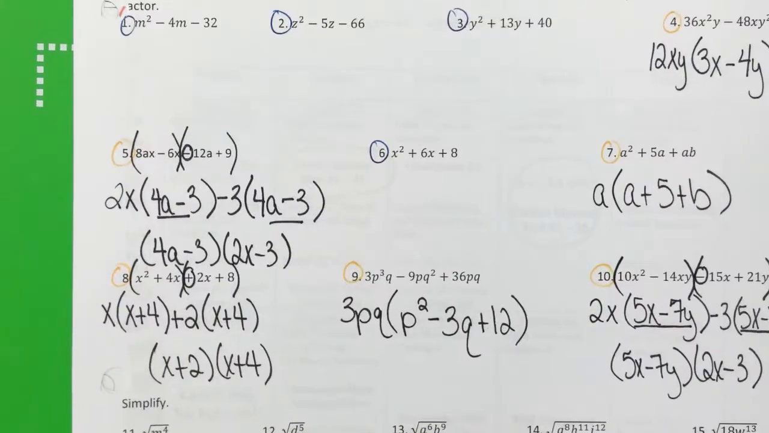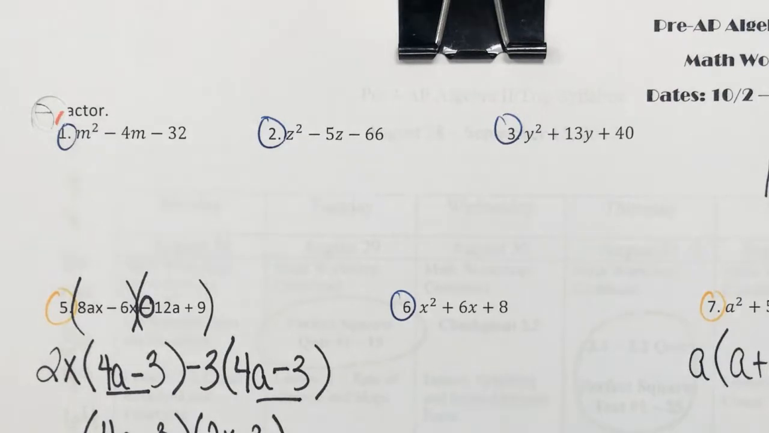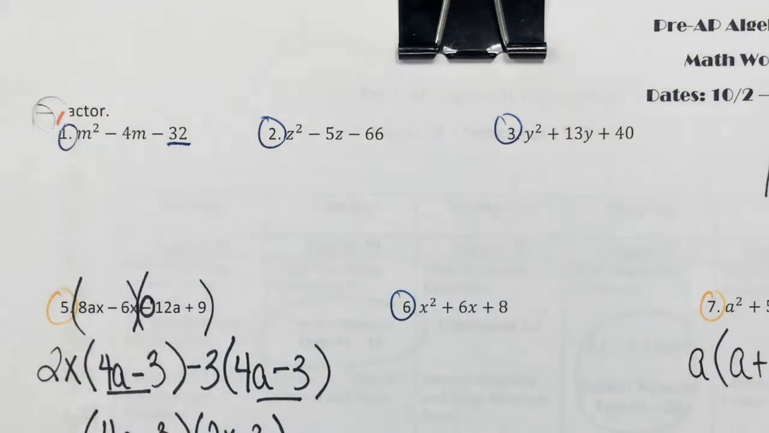All right, so 1, 2, 3, and 6. Those all have 3 terms, right? Yes. But the ones we did yesterday had 3 terms. So what's different about these? They don't have anything to factor out. They don't have a GCF, right? No. So what you're going to do is find all the factors of the back number, but you need to do them in order, because if you do them in order, you won't miss one.